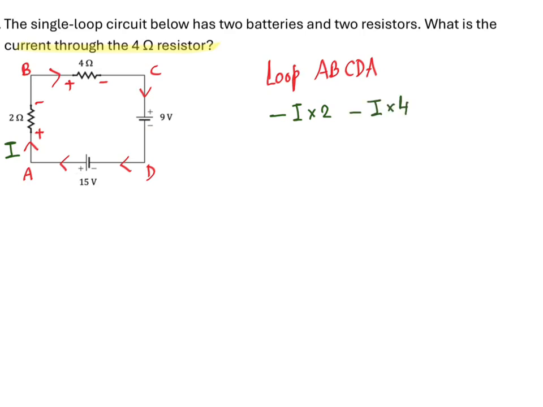Then from B to C, when I cross the 4 ohm, I reach the negative, so negative I times 4. Then I cross the cell, I reach negative, so negative 9. Then this next cell, which is 15 volt, when we cross it, we reach the positive side of the cell. So positive 15 equals 0. We solve it for the current and we get the answer as 1 ampere.